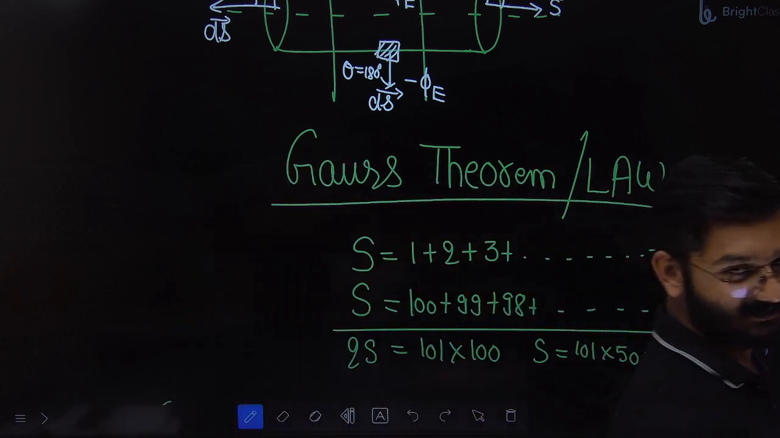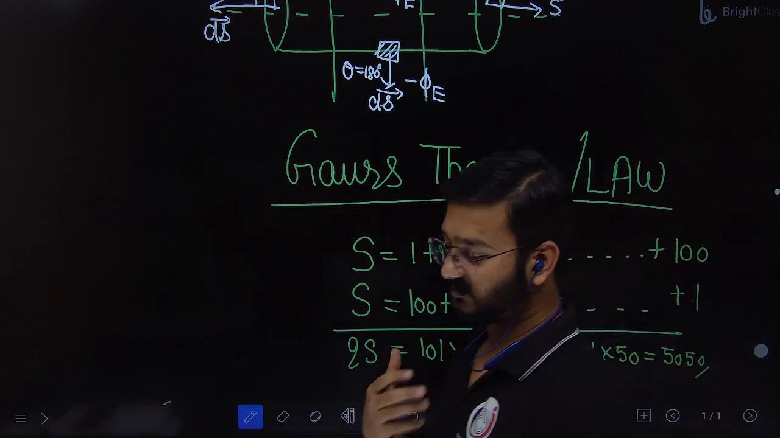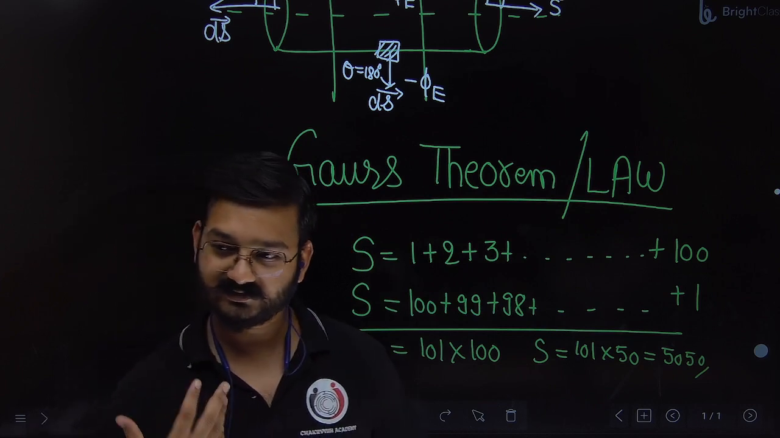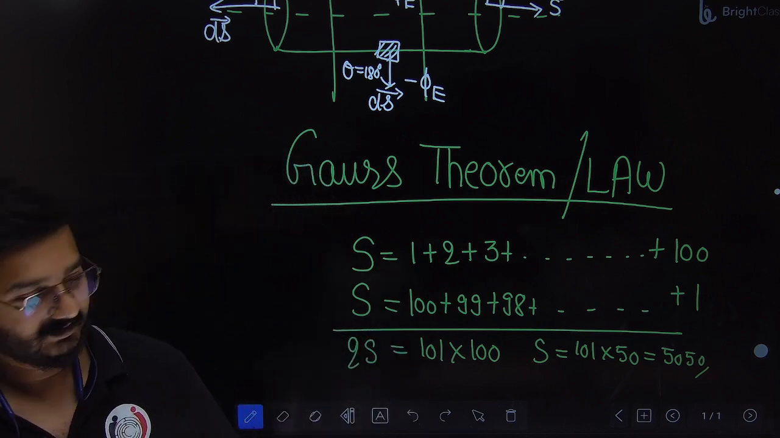Okay. So Gauss was a very famous mathematician and physicist both.